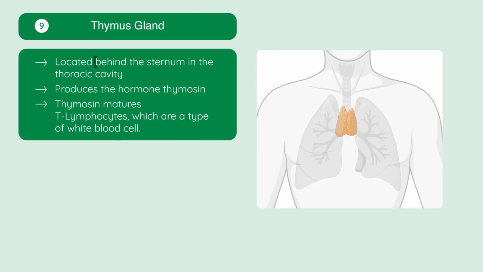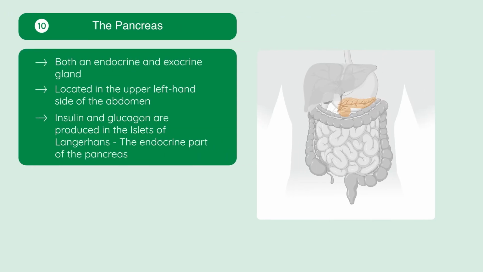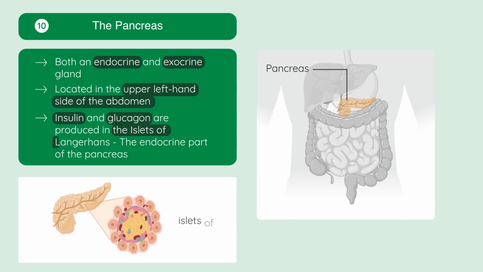The thymus gland is located behind the sternum in the thoracic cavity or chest. It produces the hormone thymosin, and its function is to mature T lymphocytes, which are a type of white blood cell. The pancreas is both an endocrine gland and an exocrine gland. It is located in the upper left-hand side of the abdomen. The hormones insulin and glucagon are produced in the islets of Langerhans, which is the endocrine part of the pancreas.